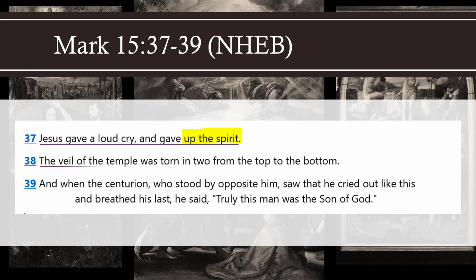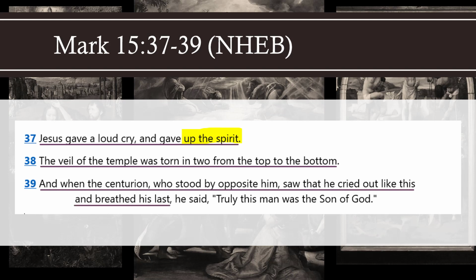The veil of the temple was torn in two from top to bottom. There you have the something descending. And when the centurion who stood by opposite him saw that he cried out like this and breathed his last, that's a repetition of that same word, to expire, he said, "Truly this man was the Son of God."